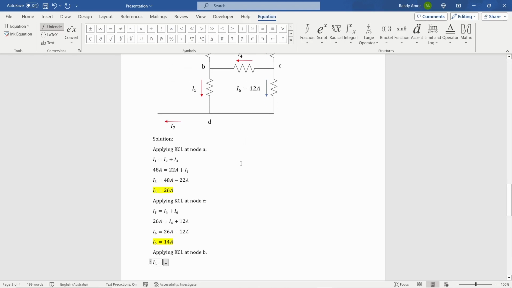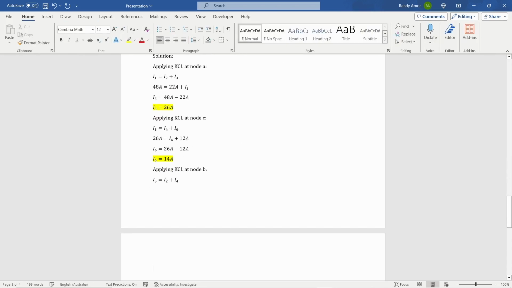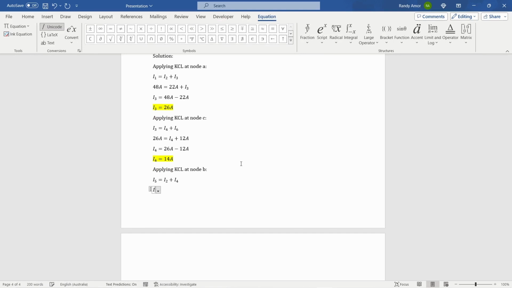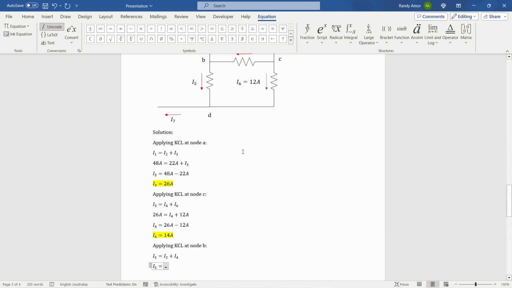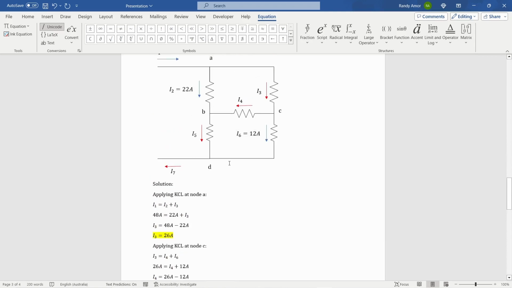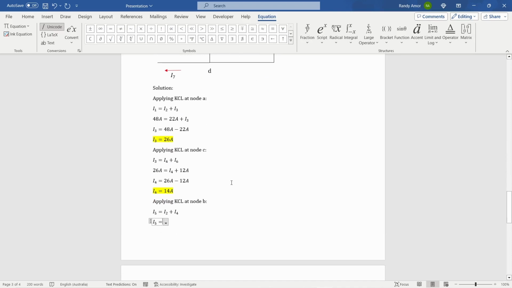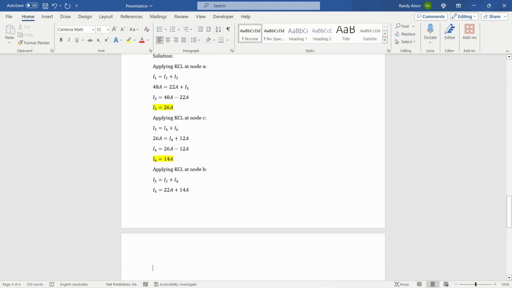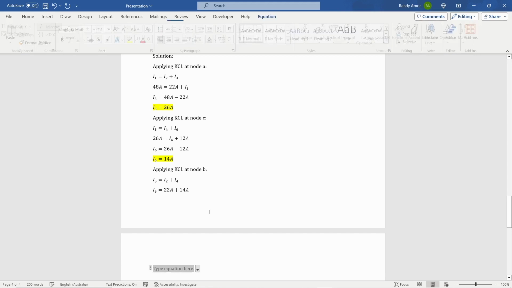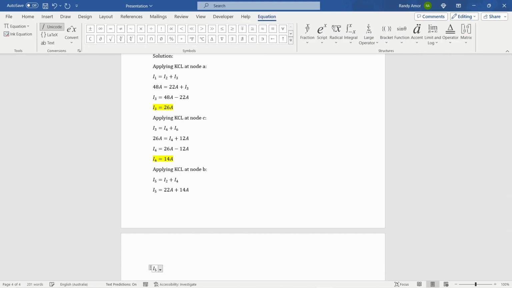So I5 is equal to I2 plus I4. Therefore, I5 will be equal to I2, which is 22 amperes, plus I4, which is 14 amperes. So 22 amperes plus 14 amperes. Therefore, I5 will be equal to 36 amperes.